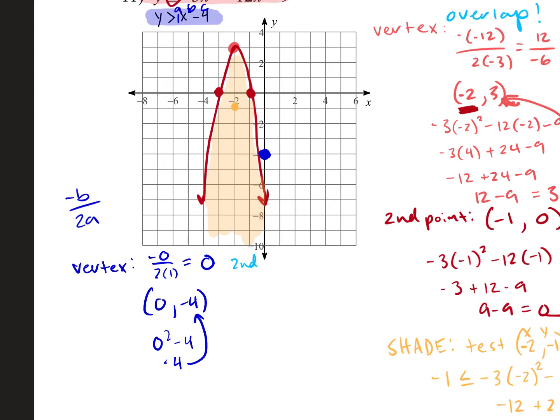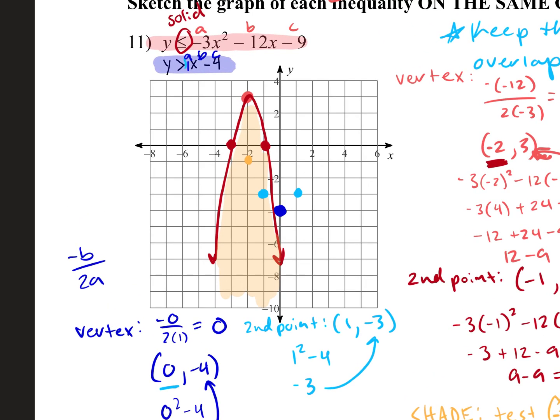Now, how do I find a second point? Another point on my graph. Plug in a number that's close to my x, so I can plug in 1. So I have 1 squared minus 4, which would be negative 3. So I go to the right one, down 3. If I have a point that's 1 space away on the right side, I know the mirror of it is also going to be a point. Is my graph going to be solid or dotted? Dotted, because it's just a greater than. That equal to is what makes it solid. So this is a dotted graph.